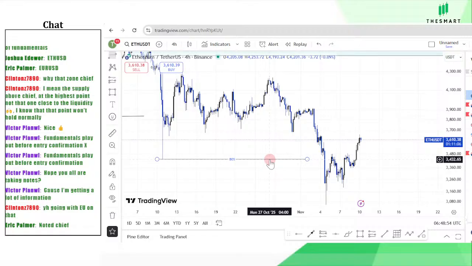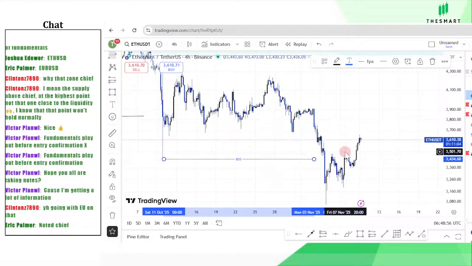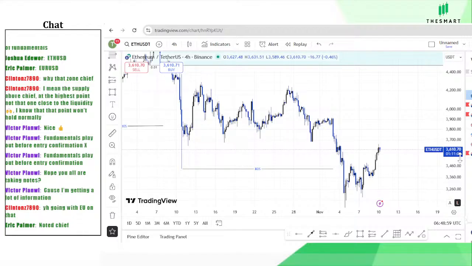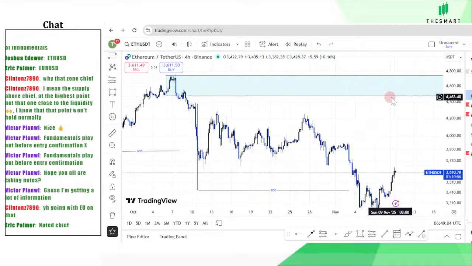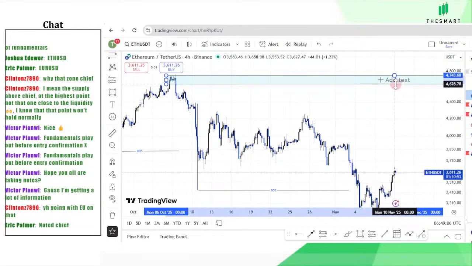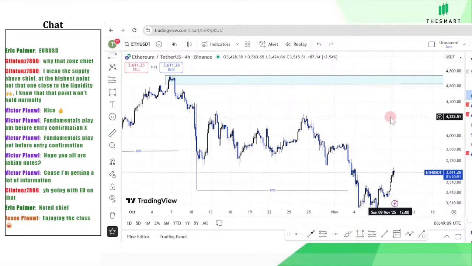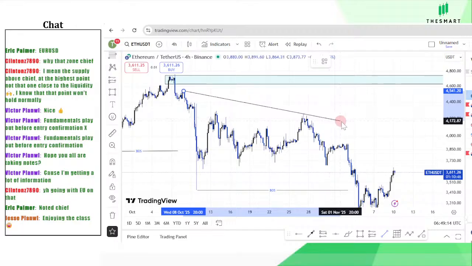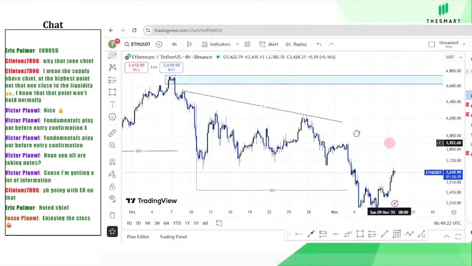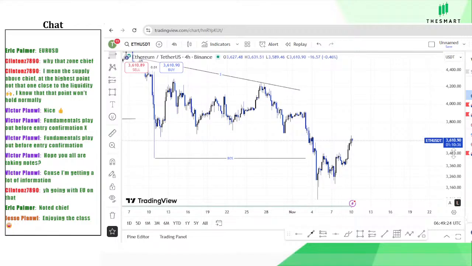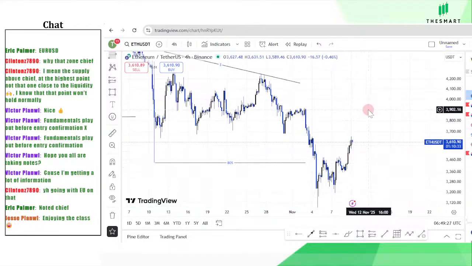On the 4 hours, we have this break of structure still intact, and let's refine this zone properly. Okay, so this is what we have. We have this as our liquidity. Let's go down to the 1 hour to see if we can actually look for any possible buy opportunity to the upside.